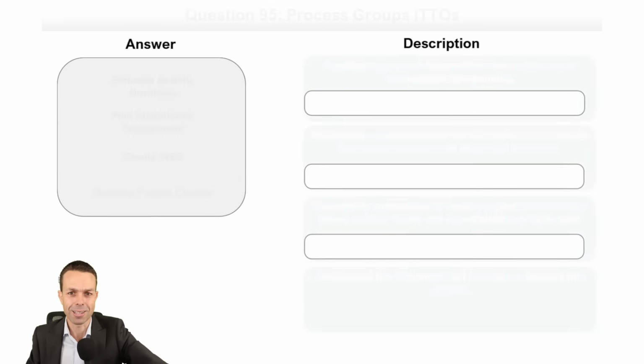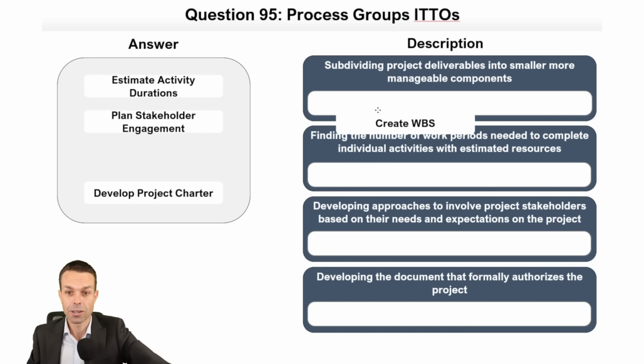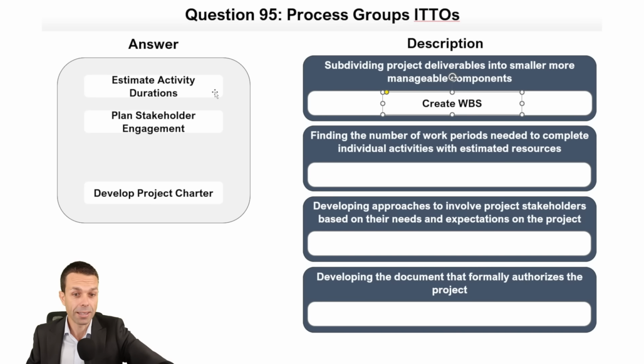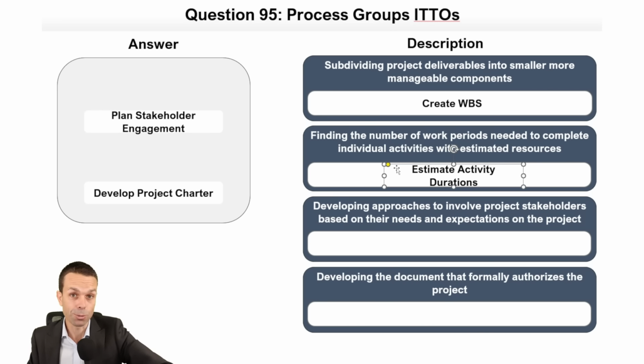Goodness me. Okay, more ETOs. Goodness, this is a really tricky one. Okay, subdividing project deliverables into smaller, more manageable components is creating the work breakdown structure. Finding the number of work periods needed to complete individual activities is estimating the activity durations. And all of this is going to be in our process groups practice guide. So we can check this out.